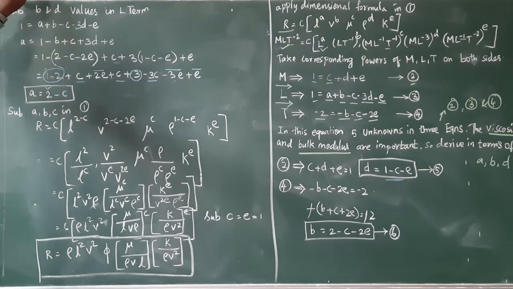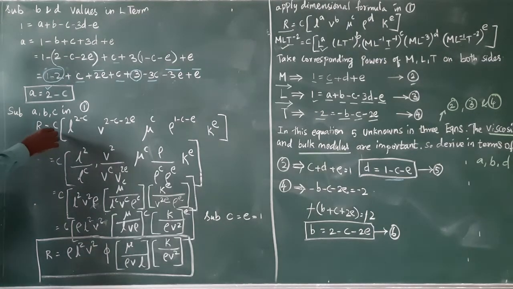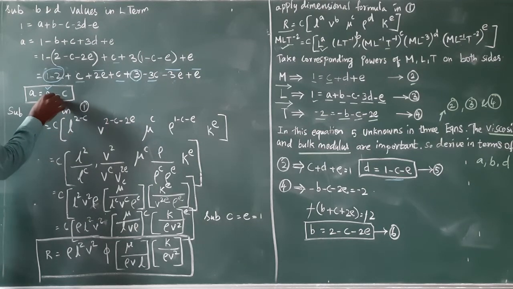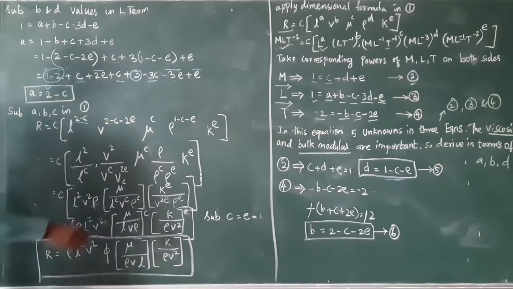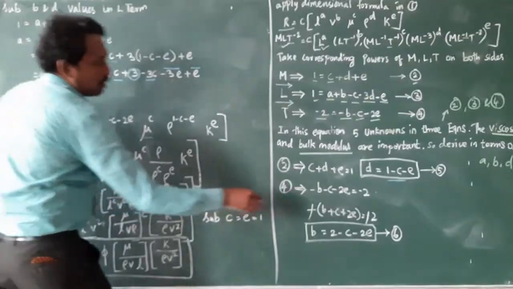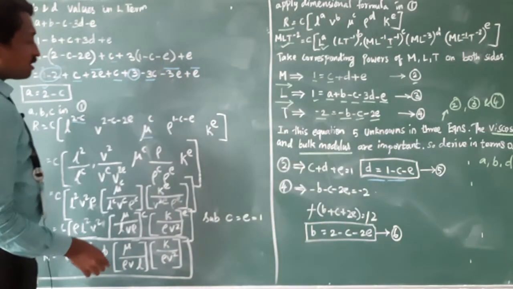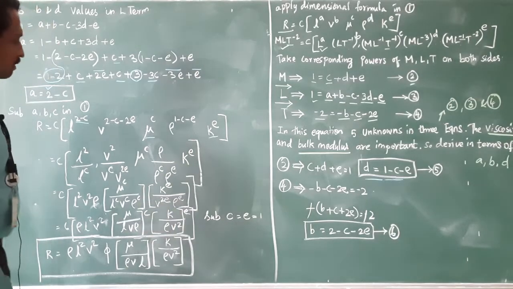Now I need to substitute the values of A, B and D in equation number 1, the first equation. So R equal to C times L power A, which is 2 minus C, and V power B, which is 2 minus C minus 2E. Mu power C is as it is, and rho power D, where D is 1 minus C minus E. So rho power 1 minus C minus E, K power E as it is.